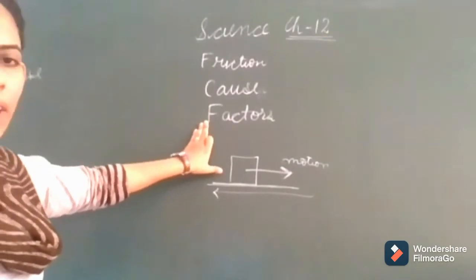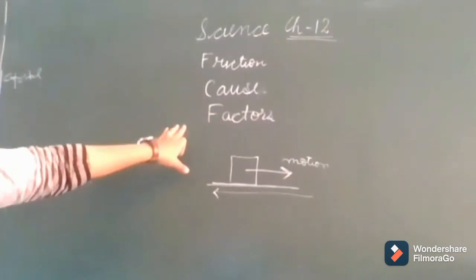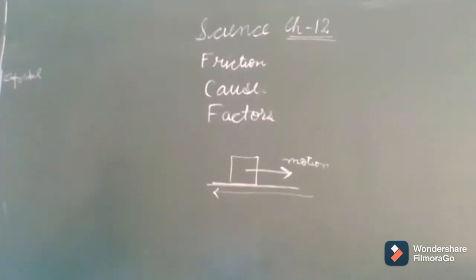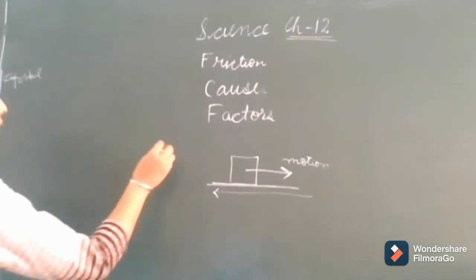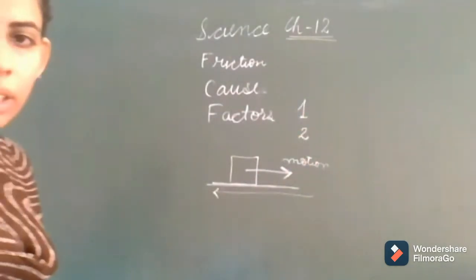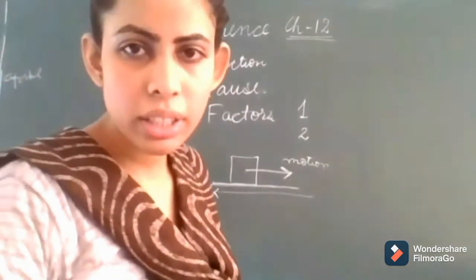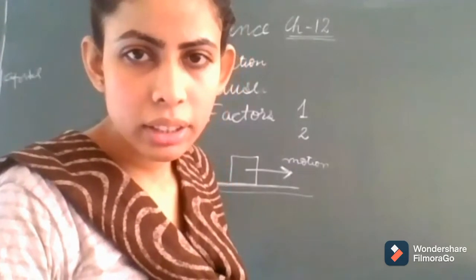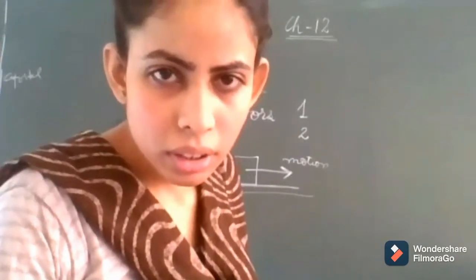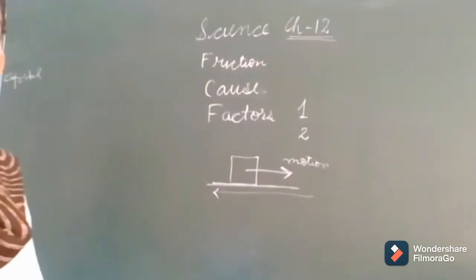Okay, and we have discussed the factors. What are the factors on which friction depends? What are the factors that affect the friction? There are two factors. Can anyone tell me? Mass and nature. Yes. Roughness, irregularities. The nature of the two surfaces in contact. Yes, it is the nature of the surface and the mass of the object.